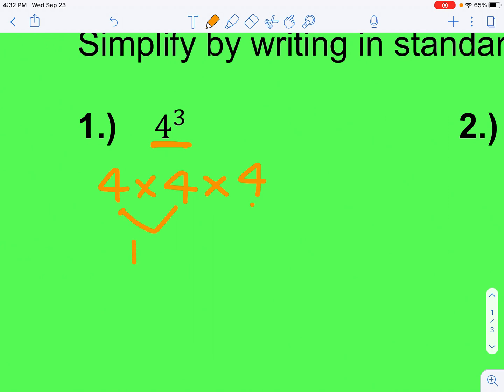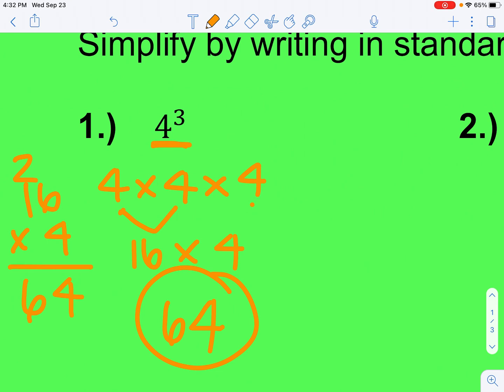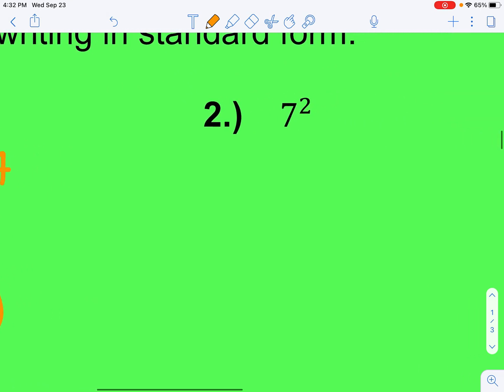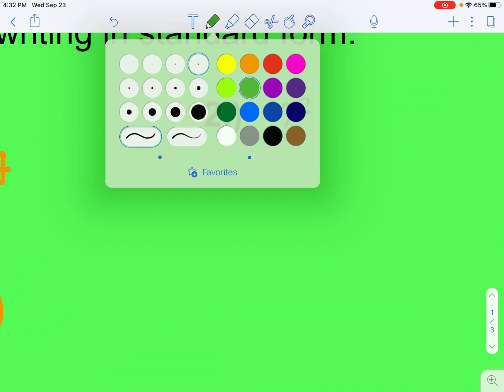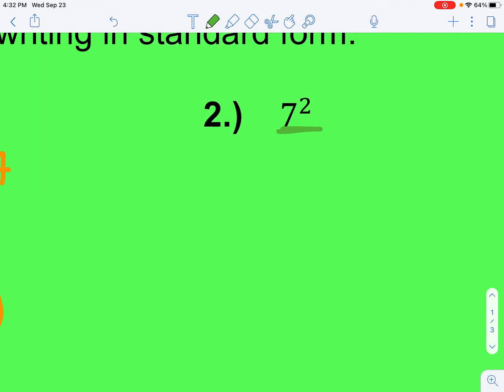So 4 times 4 is 16. 16 times 4, if we didn't know that, we could come over here and multiply. 6 times 4 is 24. 4 times 1 is 4, plus 2 is 6. So my answer is 64. Number 2. 7 squared. This is like taking 7 times 7, which is 49.